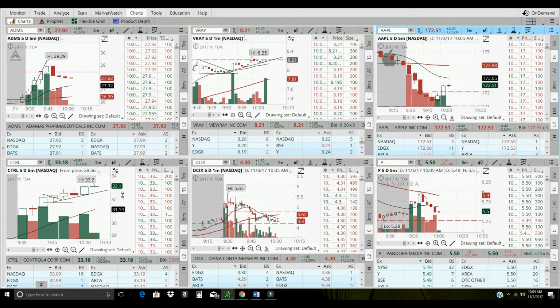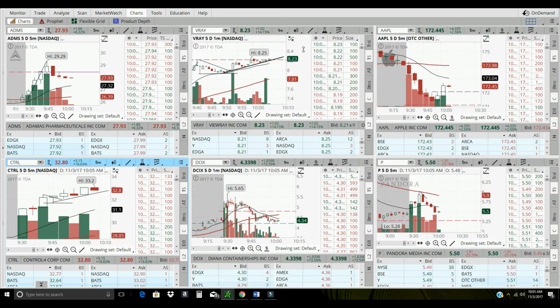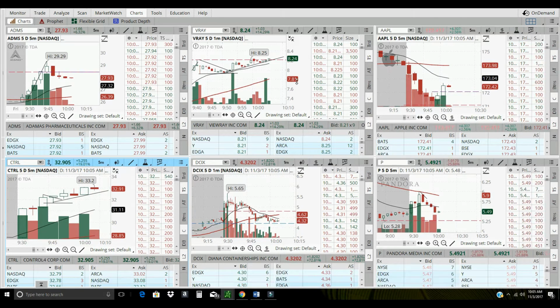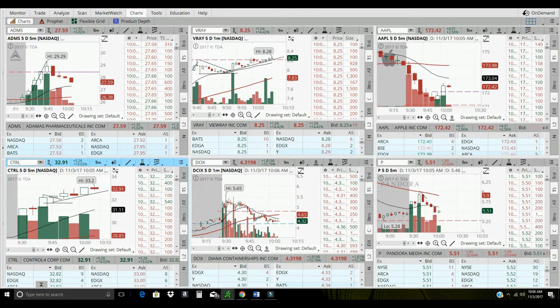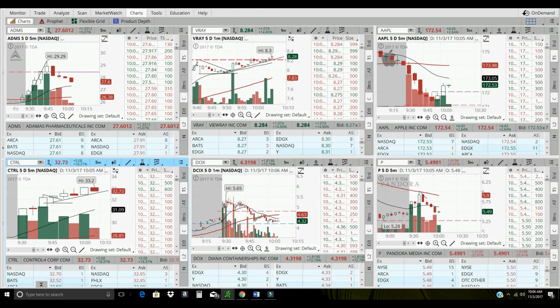So CTRL is on the move. Still have the VRAY looking good. Stop on CTRL is 32.34. And my stop on VRAY is 8.14. I'm gonna sell 250 shares of Apple. Lock in 40 cents. And I'm gonna sell 1,000 shares of VRAY. Lock in about 20 cents.